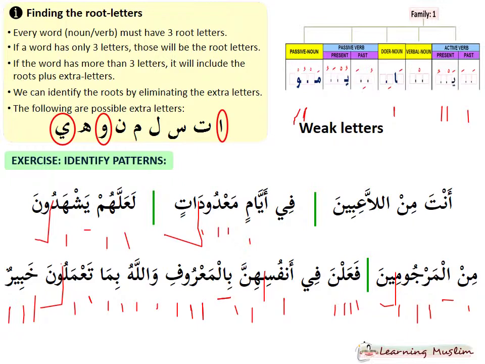Then within our extra letters, we have 3 letters which we consider to be the weak letters: alif, waw, and ya. They are considered weak because we normally eliminate them first when we try to find our root letters, and they have a tendency to change into each other. So that's why we consider them to be the weak letters.